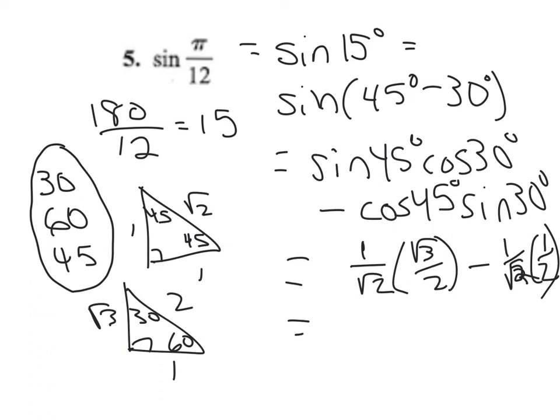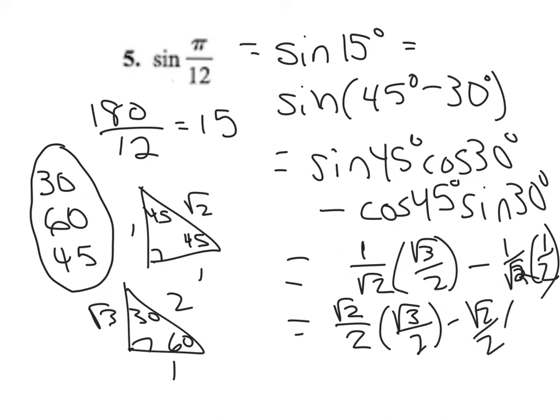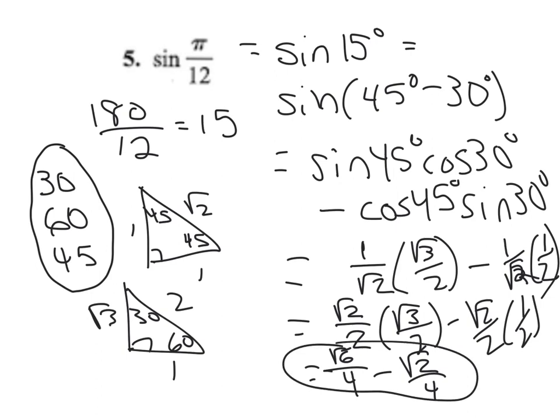And now if we rewrite the 1 over root 2's, let's get rid of the square root in the denominator. It's going to be square root of 2 over 2 times square root 3 over 2 minus square root of 2 over 2 times a half. And we're going to multiply fractions. So square root of 2 times square root of 3 is square root of 6 over 4 minus square root of 2 over 4. And so that is our final answer. So the sine of 15 degrees is equal to the square root of 6 minus the square root of 2 over 4.